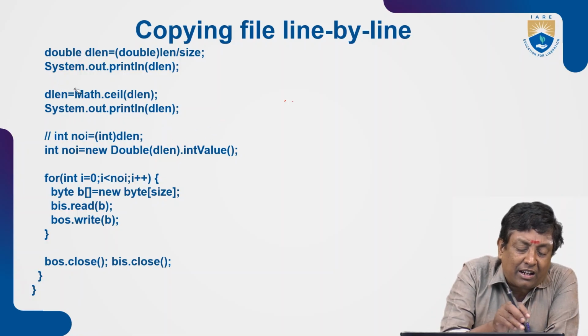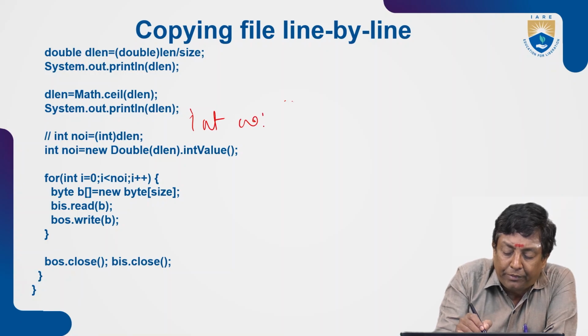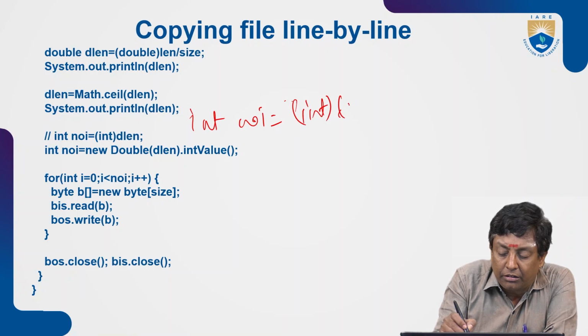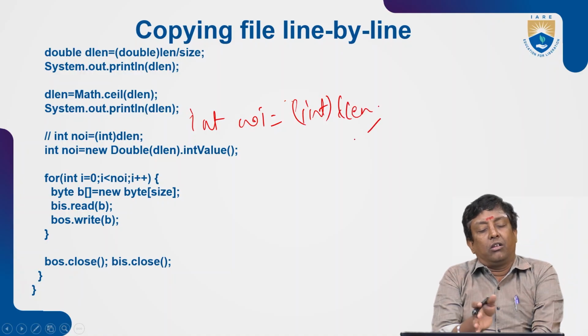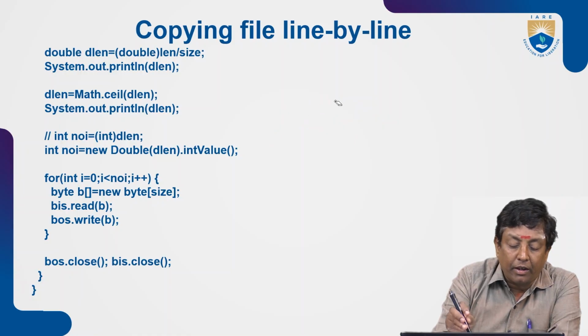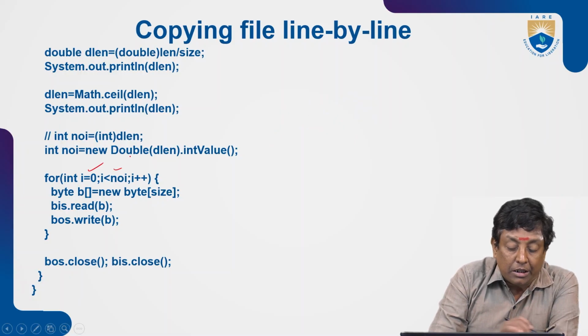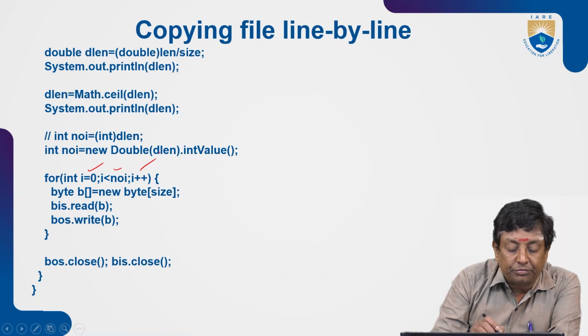Anyway, you can typecast the double value directly into int. int numberOfIterations is equal to typecast into int d length. Enough, all this other wrapping is not required. So the number of iterations will come. Here we are iterating with a for loop, for i equal to 0, i less than number of iterations, i plus plus.